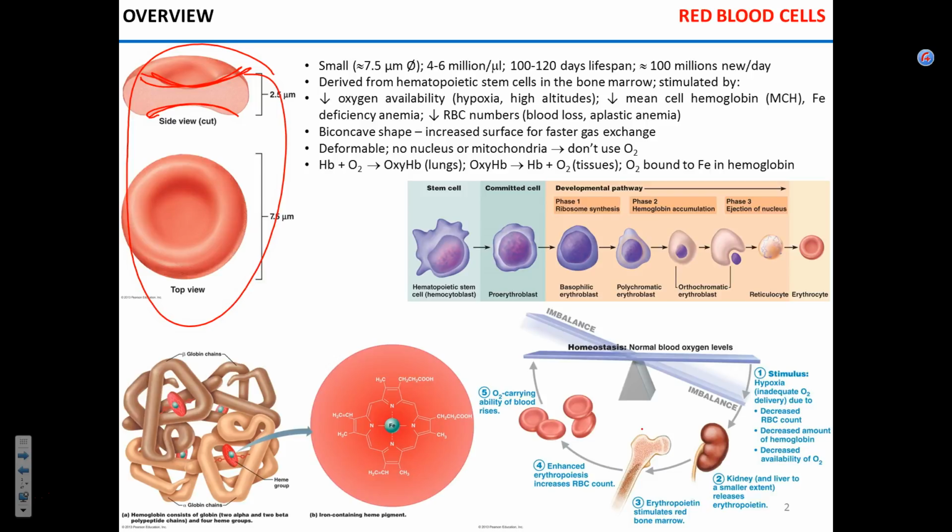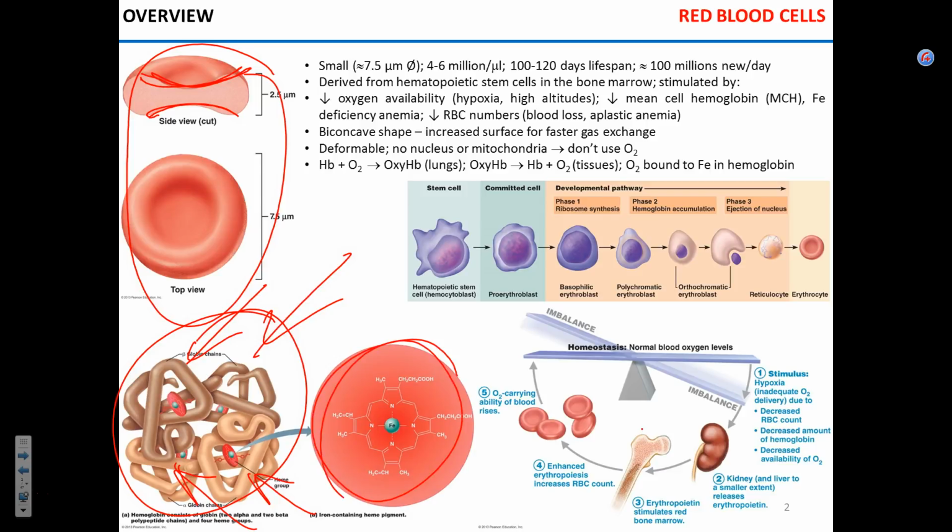They carry hemoglobin, the protein, hemoglobin. Hemoglobin, shown here, consists of 4 individual protein subunits, 2 beta subunits and 2 alpha subunits. Each subunit of hemoglobin is bound to a molecule of heme.